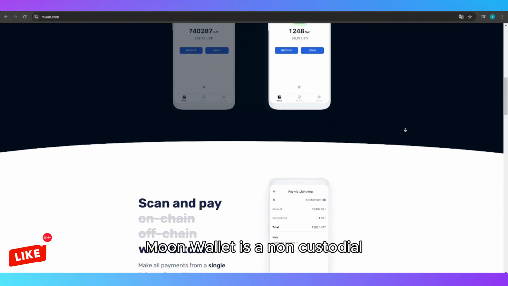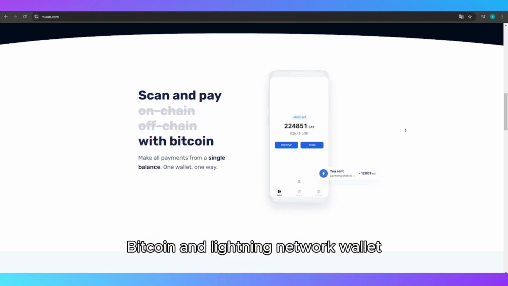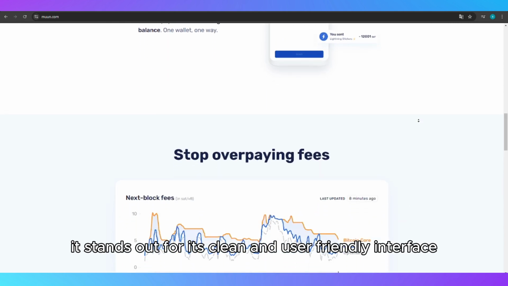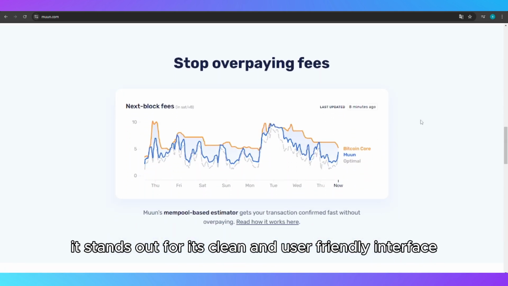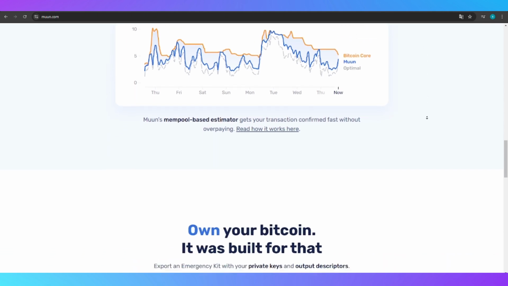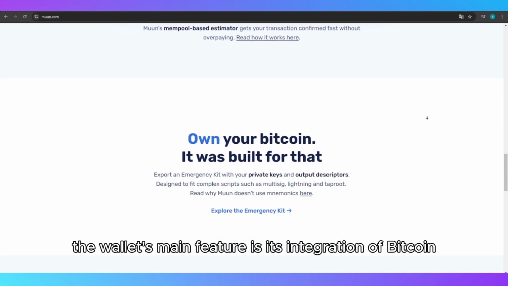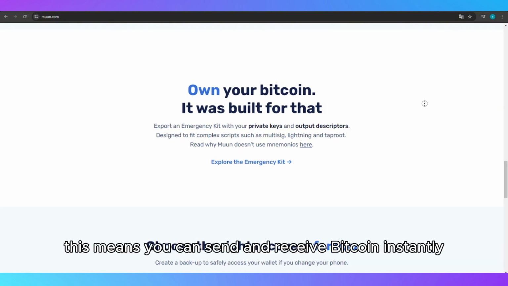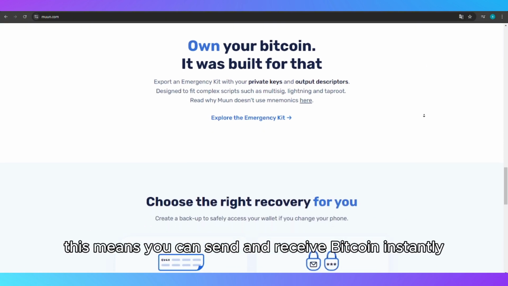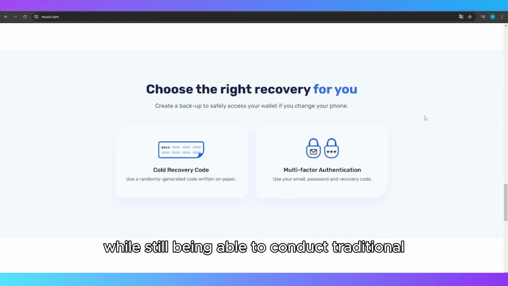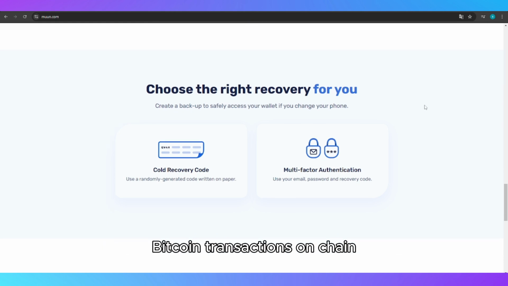Muun Wallet is a non-custodial Bitcoin and Lightning Network wallet designed for seamless, fast, and secure transactions. It stands out for its clean and user-friendly interface, making it accessible to both beginners and experienced users. The wallet's main feature is its integration of Bitcoin on-chain and Lightning payments in a single platform. This means you can send and receive Bitcoin instantly via the Lightning network while still being able to conduct traditional Bitcoin transactions on-chain.